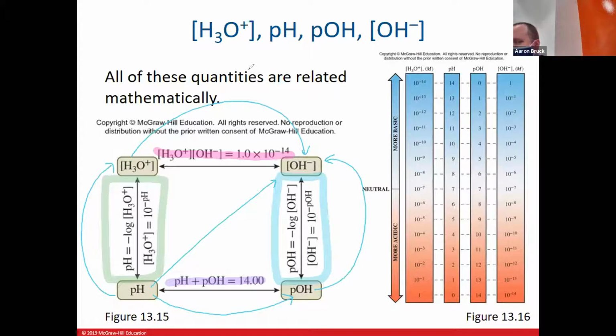And this is a really important thing for us to recognize, because what this means is that we can literally calculate anything about a solution if we know its pH or its pOH, if we know its hydronium concentration or its hydroxide. All I need to know is one of those things, and I can figure out the other 3.